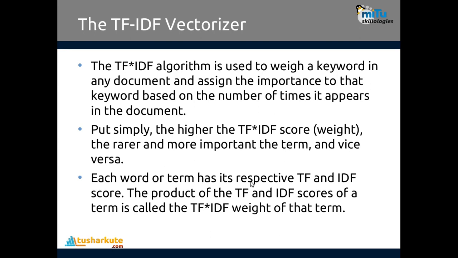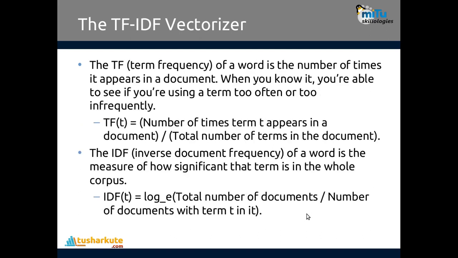Each word or term has its respective TF and IDF score. The product of the TF and IDF scores of a term is called the TF IDF weight of that term. That's what the TF IDF score means. Now, TF means term frequency of the word, the number of times it appears in the document. When you know it, you can see if you are using the term too often or too infrequently. So TF of t, the term frequency of a particular word, is the number of times the term t appears in a document divided by the total number of terms in the document.